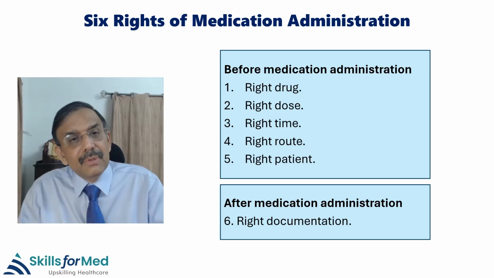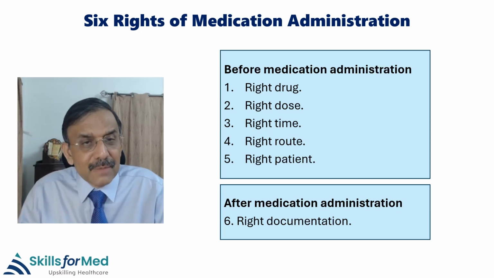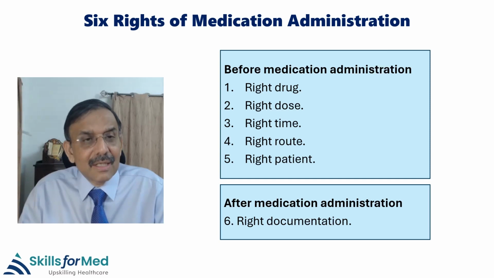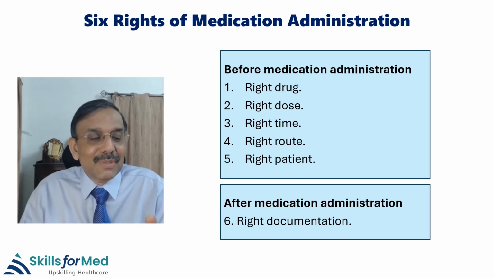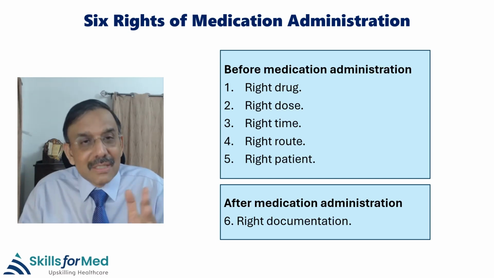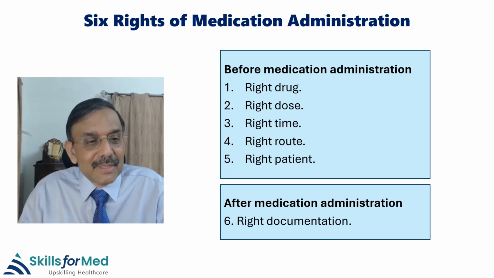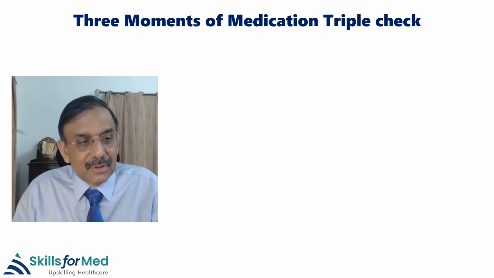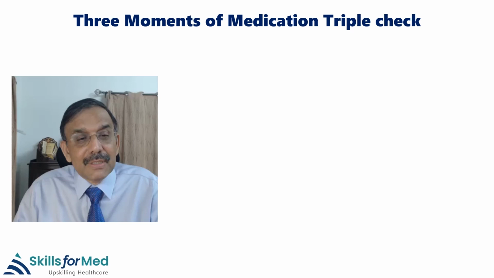So when will you check these 6 rights? Just like hand hygiene has 6 steps, medication administration also has 6 rights. Now hand hygiene also has 5 moments, isn't it? You have to do the 6 steps of hand hygiene in those 5 moments. Similarly, in medication administration, there are 3 moments of medication administration, and these are known as the triple check.